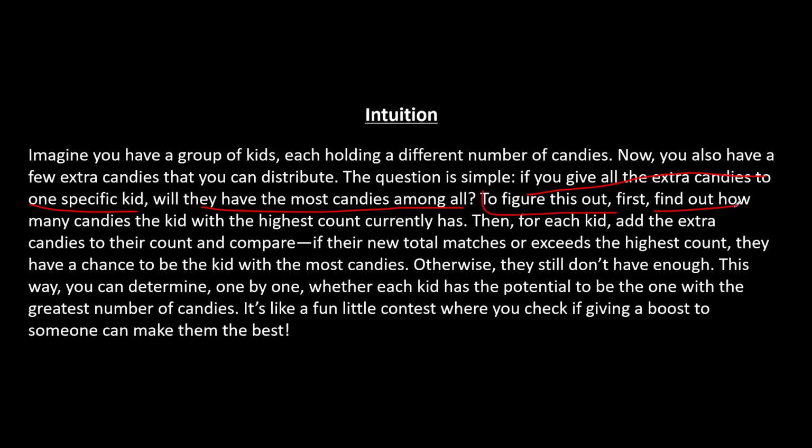To figure this out, first we will find out how many candies the kid with the highest count currently has. Basically, which kid has the maximum candies in the array. Then for each kid, we will add the extra candies to the count and compare the new total with the kid who has the maximum candy. If it matches or exceeds the highest count, that particular kid has a chance to be the kid with the most candies.